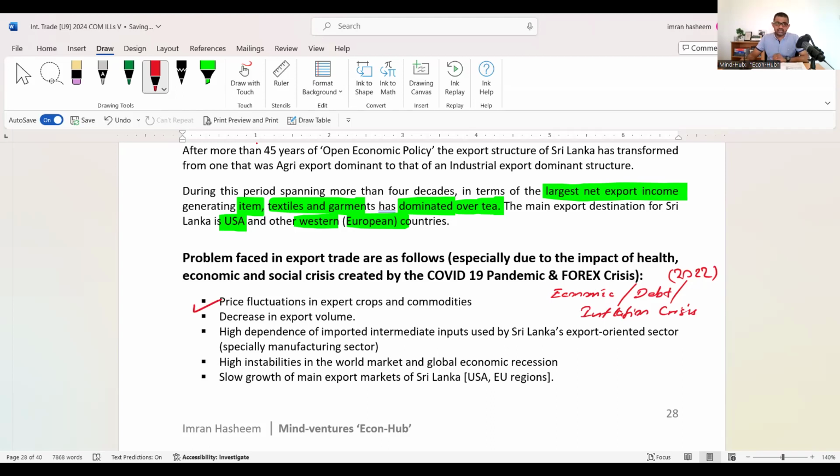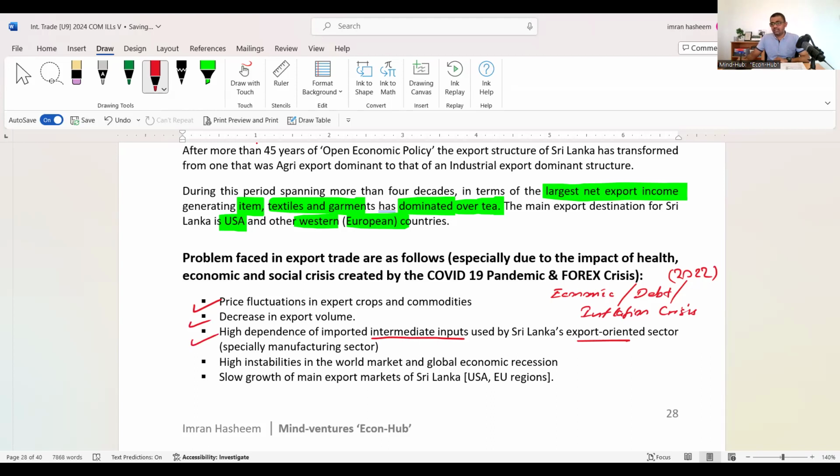Overall, what we exported decreased due to, again, demand side reasons and supply side reasons, especially the difficulty of supply chain blockages and the difficulty of finding raw materials that we needed. High dependence on imported intermediates. So that's the next point actually in more detail. Intermediate inputs used by the Sri Lankan export-oriented sector. Our manufacturing sector, our textiles and garment sector came to a standstill because we couldn't bring down the fabrics and the other materials we needed, the machines we needed to replace the ones that are depreciated, right?